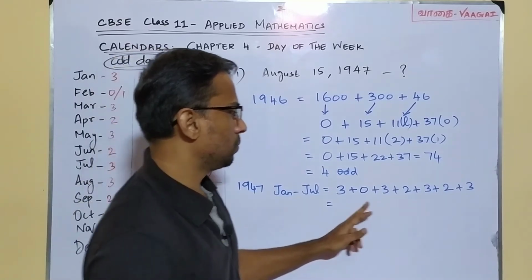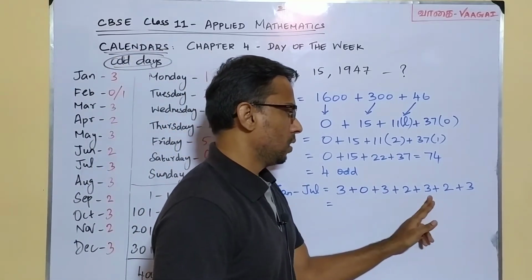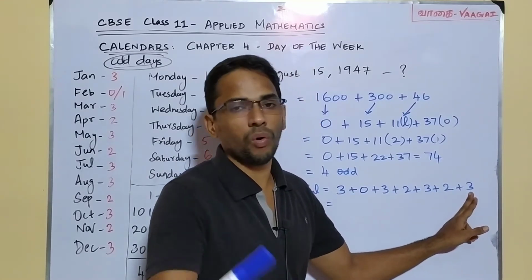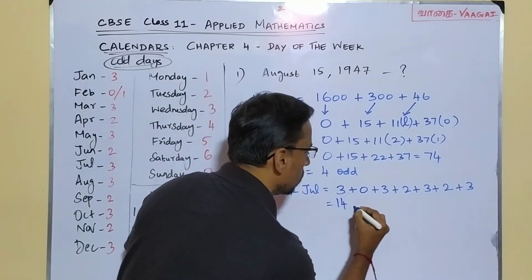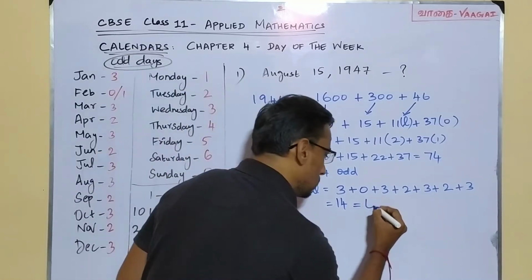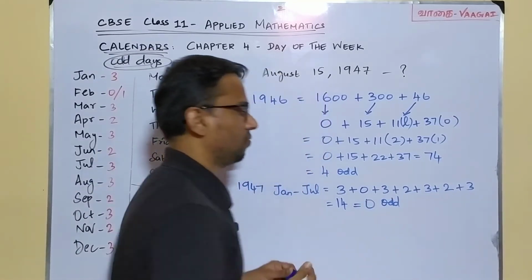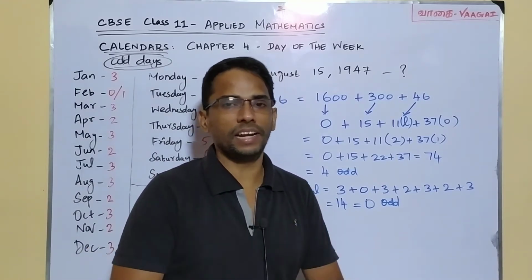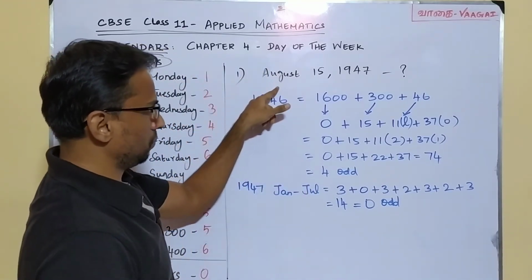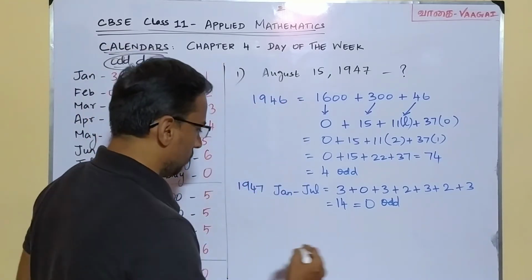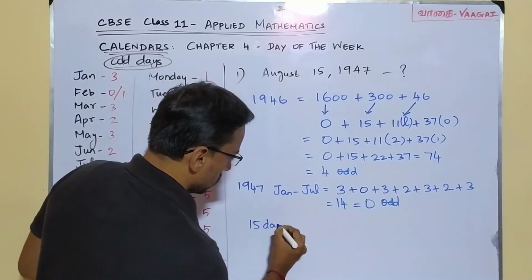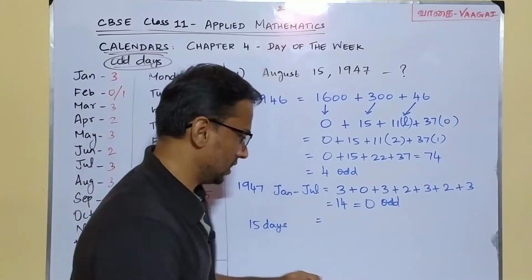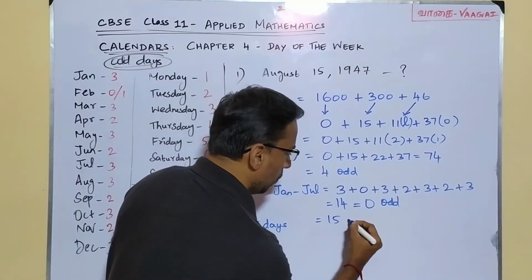What value will we get? 3 plus 0 is 3, plus 3 is 6, plus 2 is 8, plus 3 is 11, 11 plus 2 is 13, 13 plus 3 is 16. So 16 we are getting here. So 16 means it is equal to 2 odd days. Next, now we are going to enter the exact date. I mean, we are entering the month of August itself, and we have to pass another 15 days.